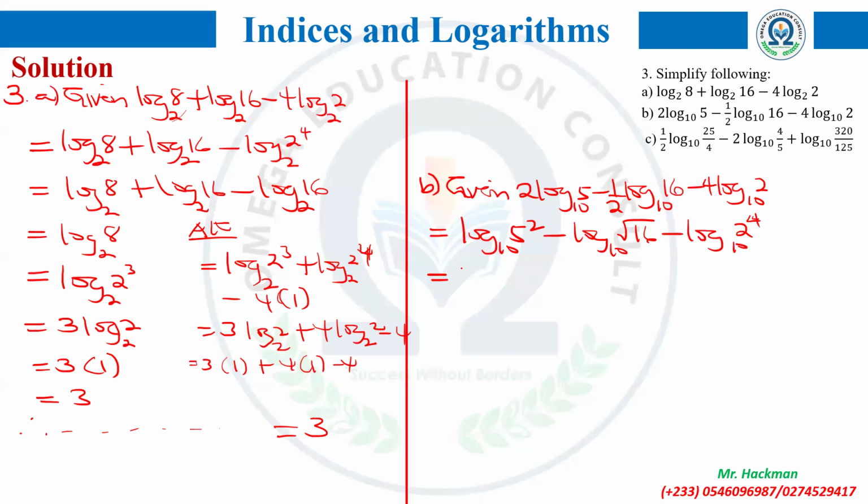So this will give us log to the base 10 of 5 squared, we know is 25. Then minus log to the base 10 of root of 16. 16 is a perfect square, so that will give us 4. Then minus log to the base 10 of 2 to the power 4. 2 to the power 4 is what? 16, am I right? Okay, so now the coefficient is either +1 or -1. So we can write this as a single log. So you get log to the base 10.